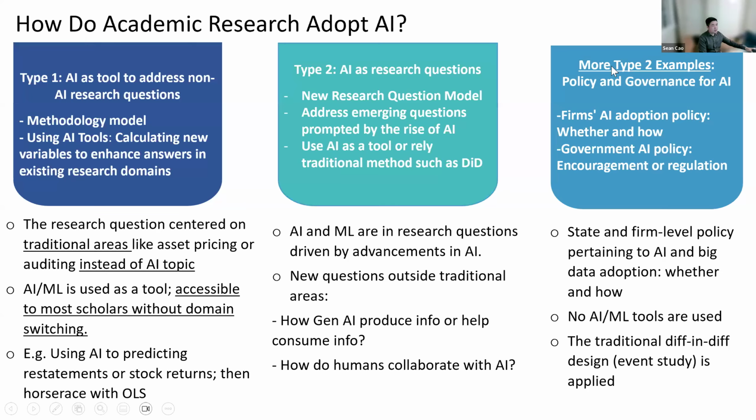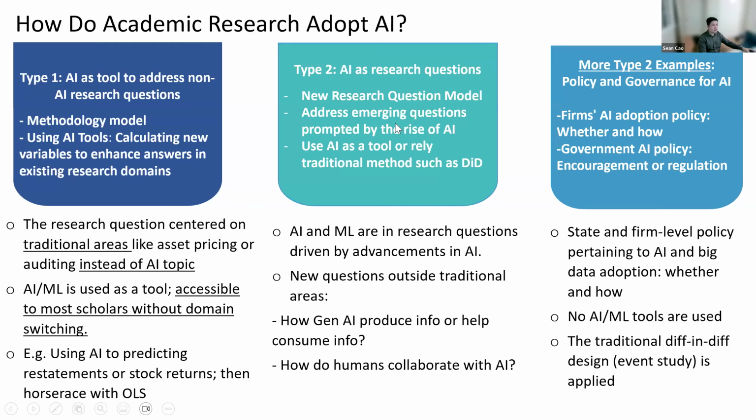The first category is using AI as a tool to address non-AI questions. For example, using AI to predict stock returns, using AI to predict fraud, using AI to predict something. So these are using AI as a tool to answer non-AI questions. This is type 1 research.